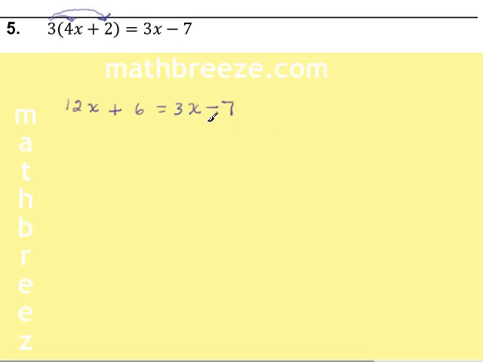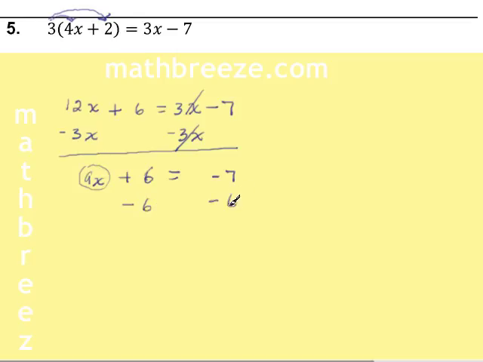And now we're ready to gather together the x terms, so we'll do that by subtracting 3x from both sides. Here we have 9x plus 6 is equal to, here we have some canceling, negative 7. Bring down the negative 7. And now isolate the x term. Let's get rid of the plus 6 by doing the opposite of addition. We'll subtract 6 from both sides.